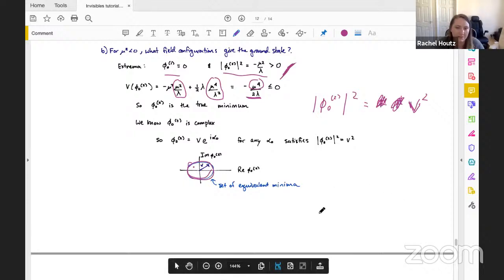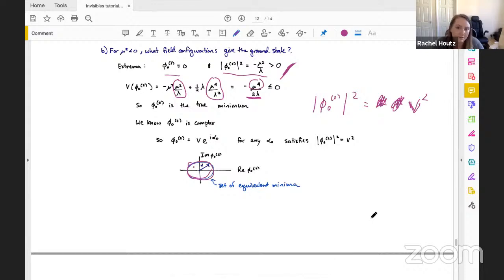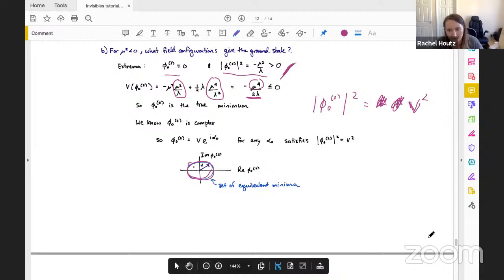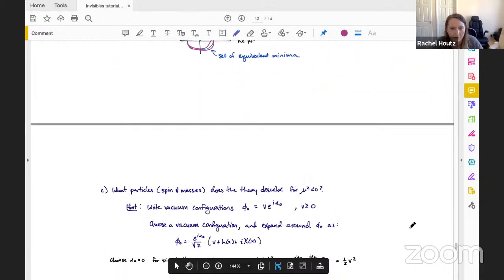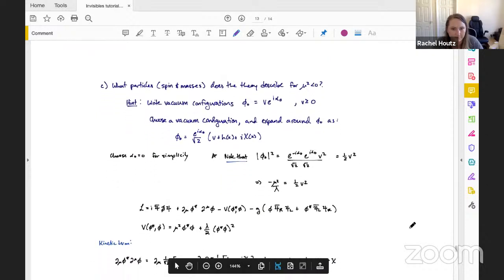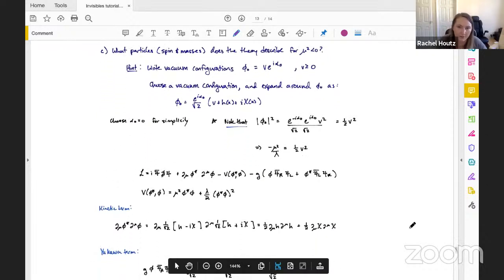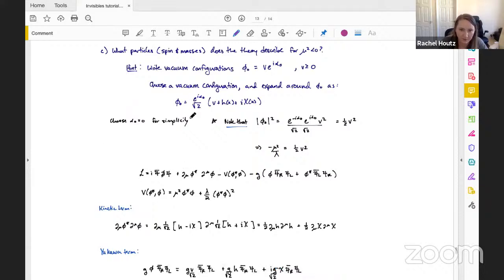So the next part of the question says to expand phi in terms of fluctuations about its minimum, and asks what field configurations you end up with. So that's part C. Or what are the actual physical particles you end up with? And very conveniently, the question has stipulated a choice of expansion. You can choose any alpha naught, you can just pick one minimum to expand around. I'm going to choose alpha naught equals 0 for simplicity. So this prefactor just becomes 1 over root 2.